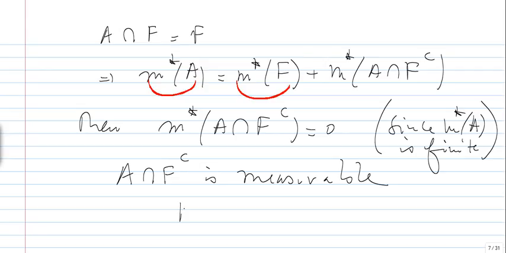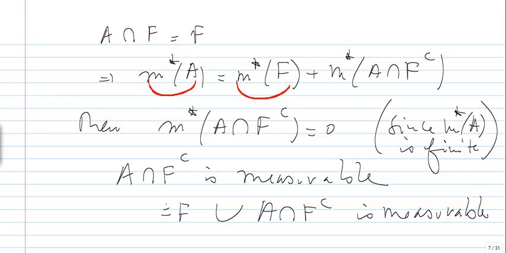So F union A intersect F complement is measurable because F is measurable and the union of two measurable sets is measurable, which tells us that A is measurable. Okay?